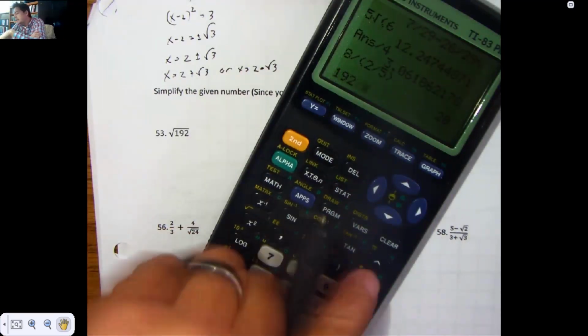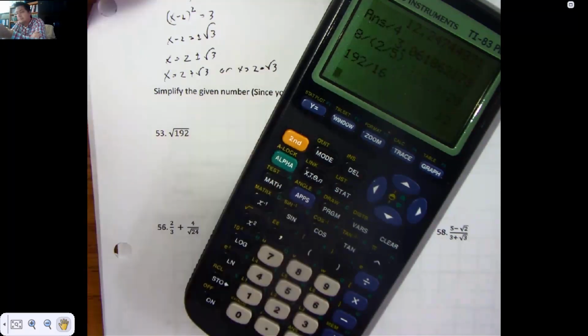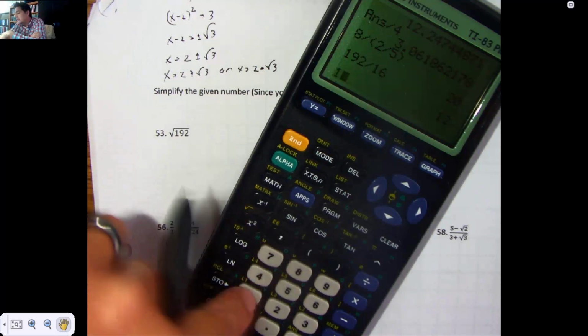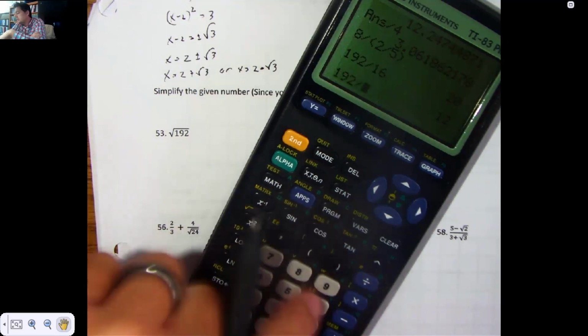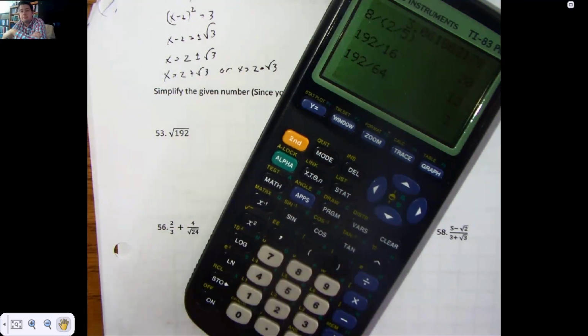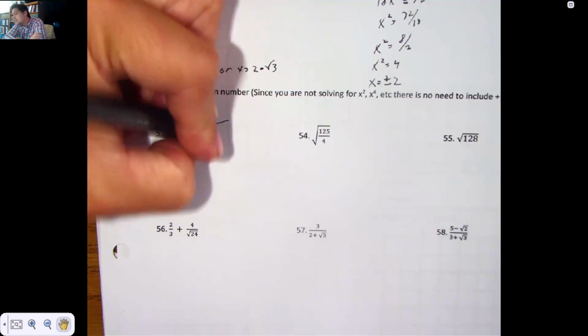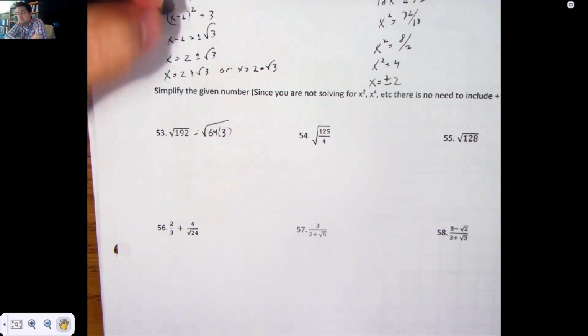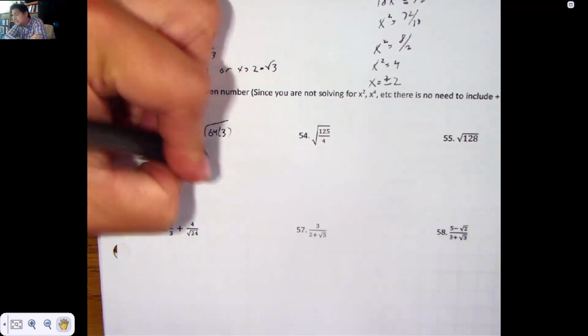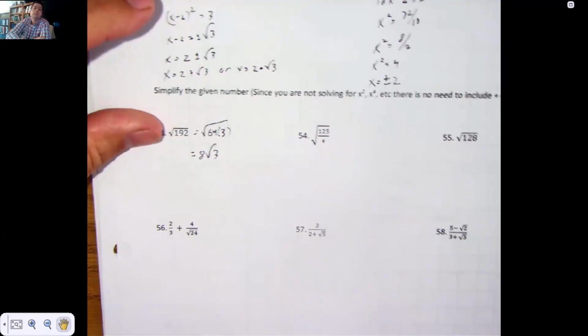What you do is you find factors of a number. Yeah, it's 16 times 12. Now, 12 is actually 4 times 3. So it turns out that 192 is divisible by 64 3 times. There's my factor. The root of 192 is a 64 times a 3. The root of 64 is 8, so 8 root 3.